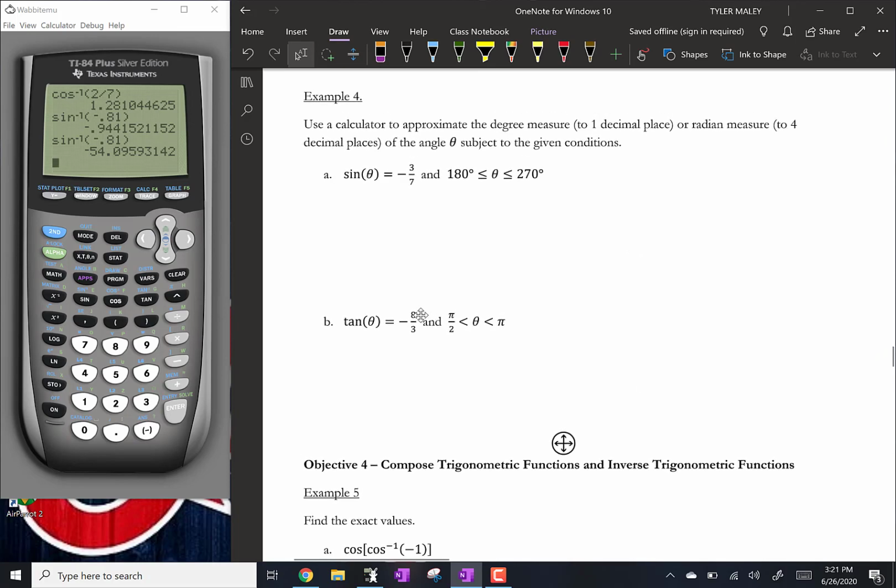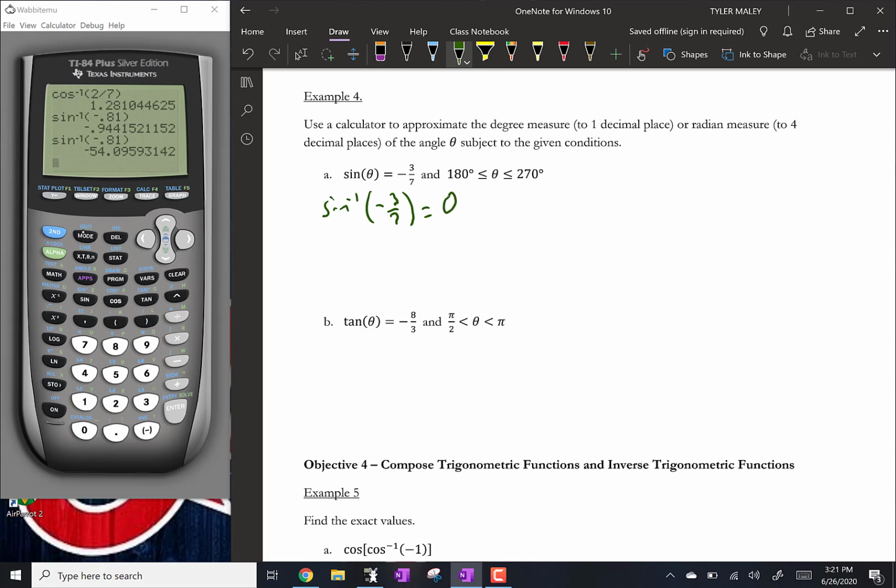So example 4, we're told to use a calculator to approximate the degree measure to 1 decimal place or radian measure to 4 decimal places of angle theta, subject to the given conditions. Right. So for part A, we have sine of theta equals negative 3/7, and theta is in between 180 degrees and 270 degrees. Right. So theta is going to be in degrees. So very first thing, let's make sure my calculator is in degree mode. So if I do inverse sine of negative 3/7, that will give me possibly theta, right?